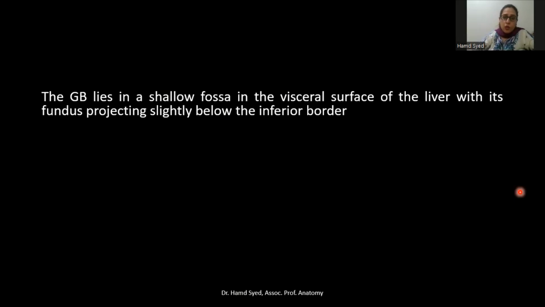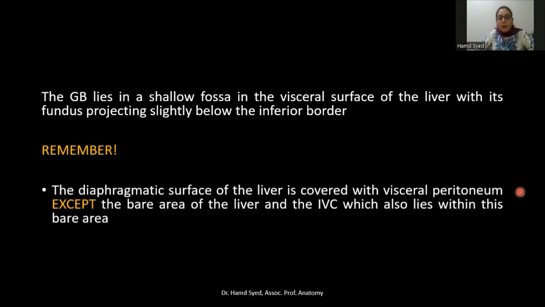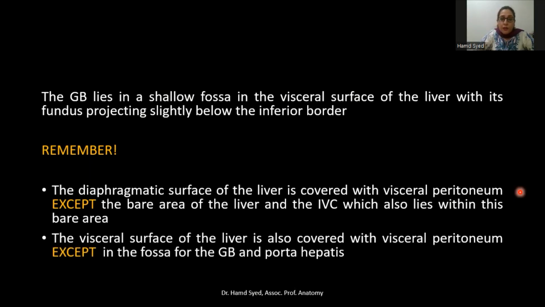The gallbladder, as I showed you, lies in a shallow fossa in the visceral surface of the liver, and the fundus of the gallbladder projects slightly below the inferior border of the liver. Remember, the diaphragmatic surface of the liver is covered with visceral peritoneum except the bare area of the liver and, of course, the inferior vena cava, which also lies within this bare area. And the visceral surface of the liver is also covered with visceral peritoneum except in the fossa of the gallbladder and the porta hepatis. So just keep in mind these exceptions.